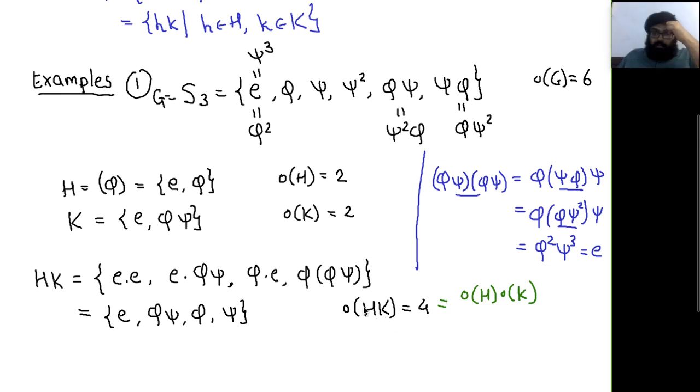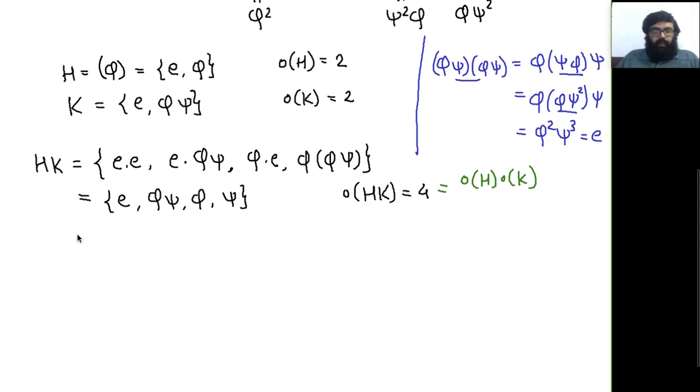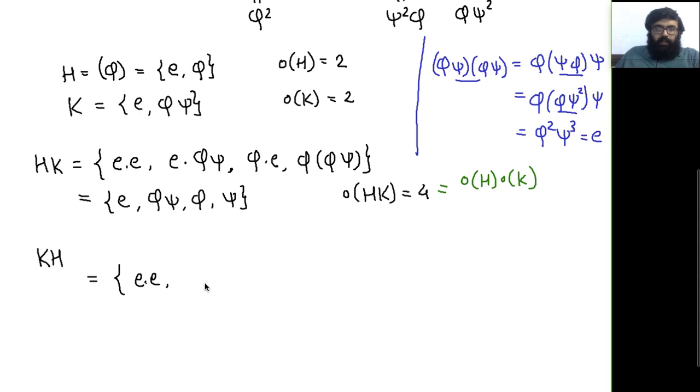So in this case, okay. Now let us observe what KH is. KH we can also write like this. What is KH? The elements of K are multiplied from the left, so that will be E dot E and then E dot phi.